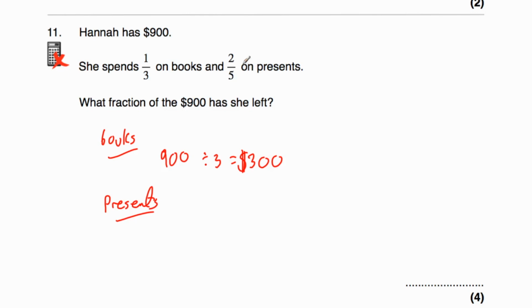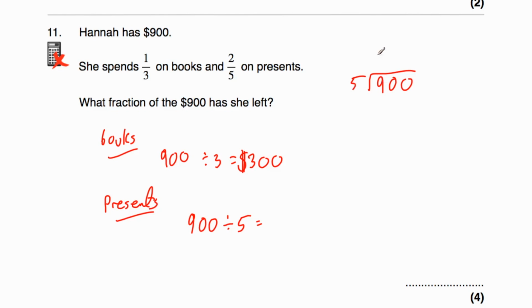Now, in terms of the presents, Hannah spends 2/5 of the money on presents. So we need to work out 2/5 of $900. So we're going to divide by the bottom and times by the top. So we're going to take the $900 and divide it by 5 to find a fifth of $900. We'll get that amount and then we'll multiply it by the top. So we'll then times by 2. So let's do 900 divided by 5.